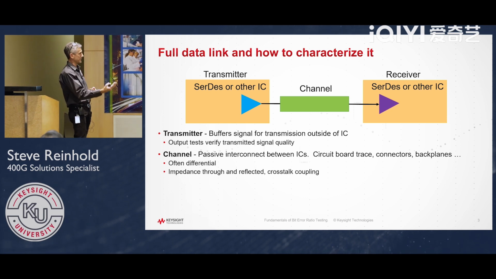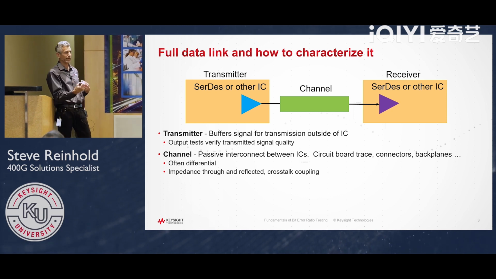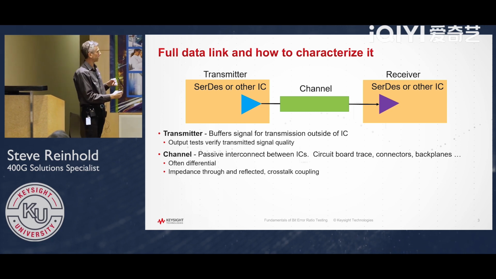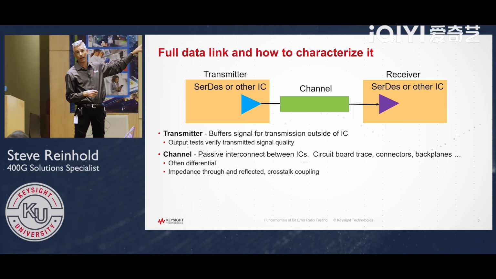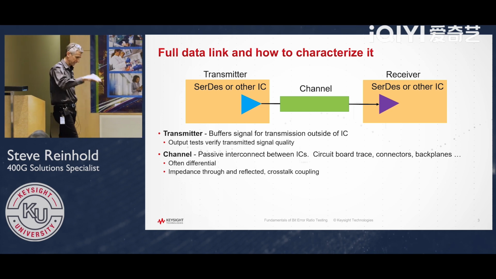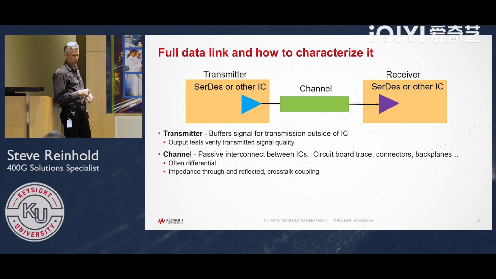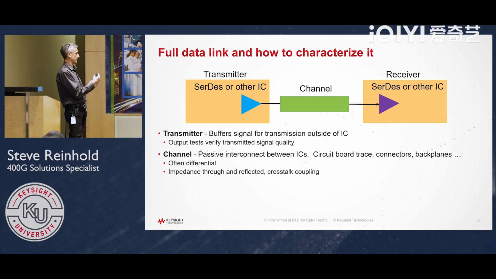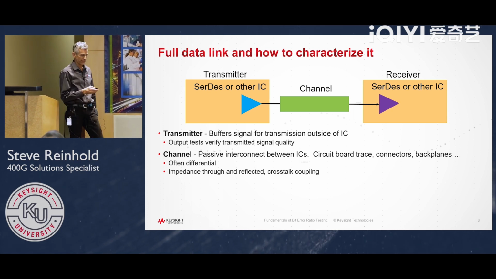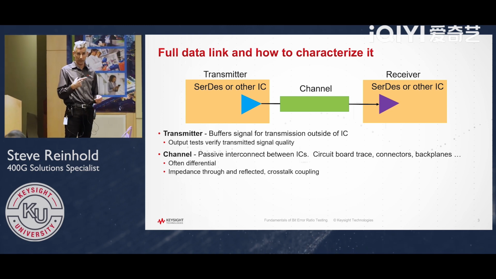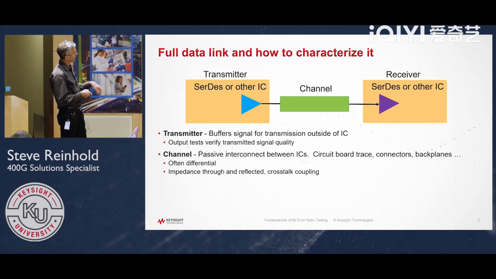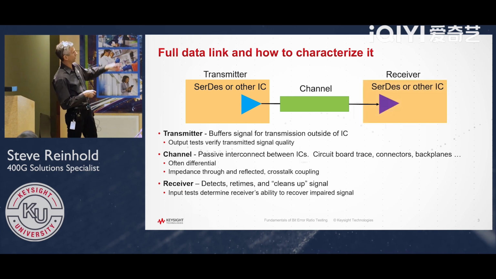It consists of circuit board traces, connectors, backplanes, can be cable, but what Russ likes to call that is a low-pass filter. So it has a frequency-dependent loss. Often these channels are differential, and they have characteristics. They have an impedance, they have reflections, they have crosstalk, things like that tend to impair the signal that's going through the channel, making it a harder job on the receiver.